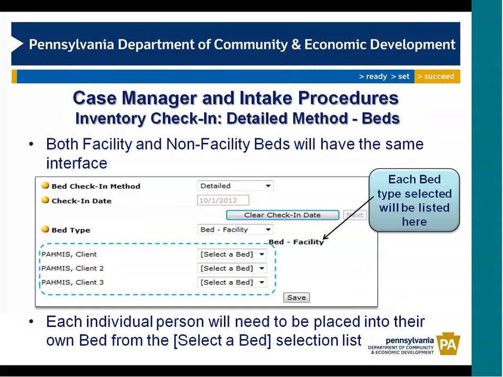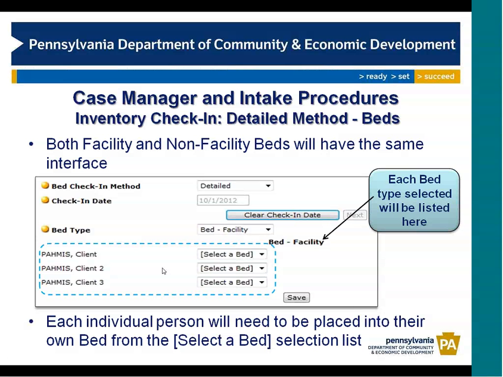For facility or non-facility beds, whichever one's picked, it's going to have the same interface. Depending on the number of clients included during this enrollment check-in loop, it'll dynamically build the screen depending on the number. It could be 1 person, could be 10 people, and each one of them will have a bed selection next to them. The system will have all the vacant and open beds that these clients can be checked into.